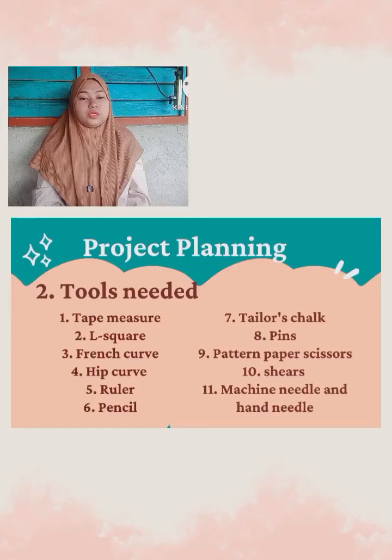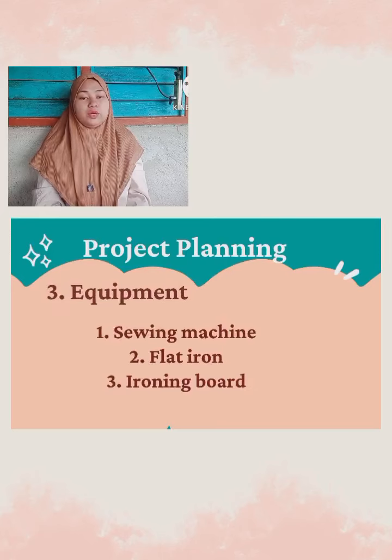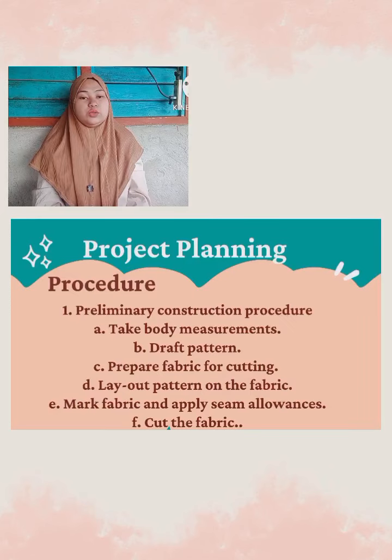So second, we are going to identify the tools needed. First, a tape measure, L square, French curve, hip curve, ruler, pencil, tailor's chalk, pens, pattern paper, scissors, shears, machine needle, and hand needle. These tools were already discussed in the previous lesson, so we are just going to identify and get these tools. And then the equipment. We only need three pieces of equipment, which are the sewing machine, where we can use an ordinary sewing machine, a flat iron, and an ironing board. And then we proceed to the procedure.